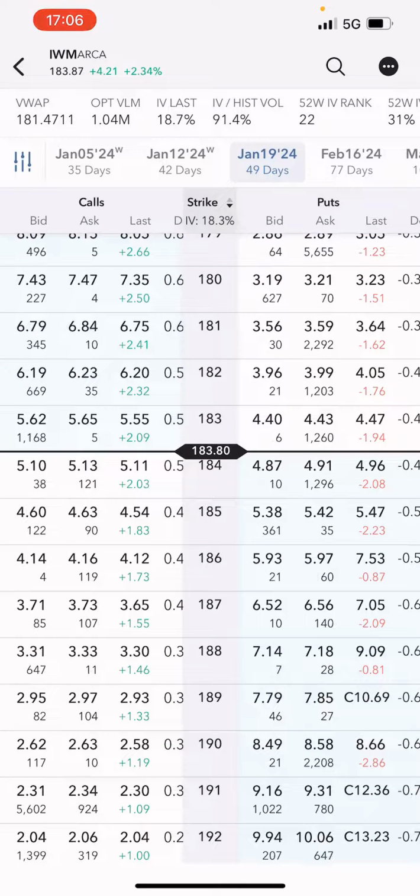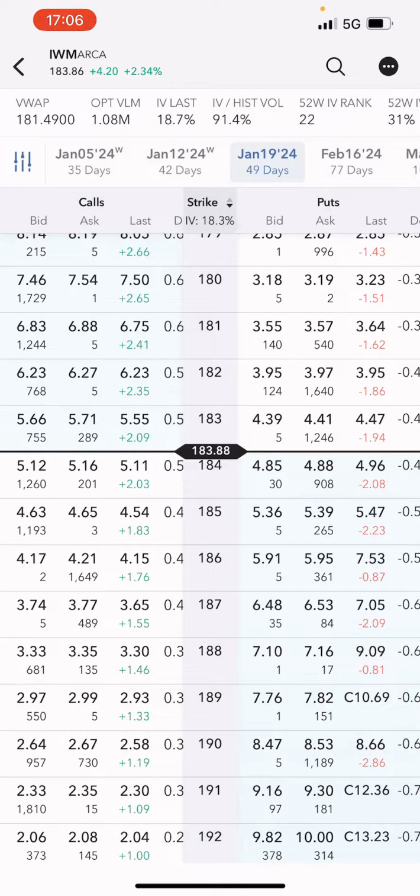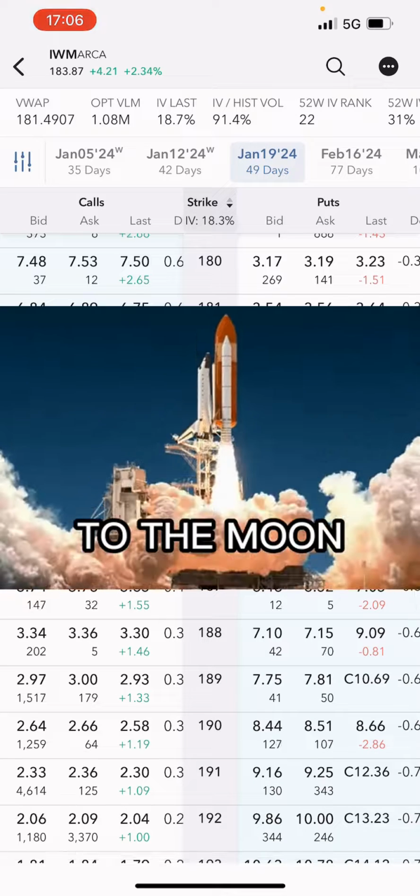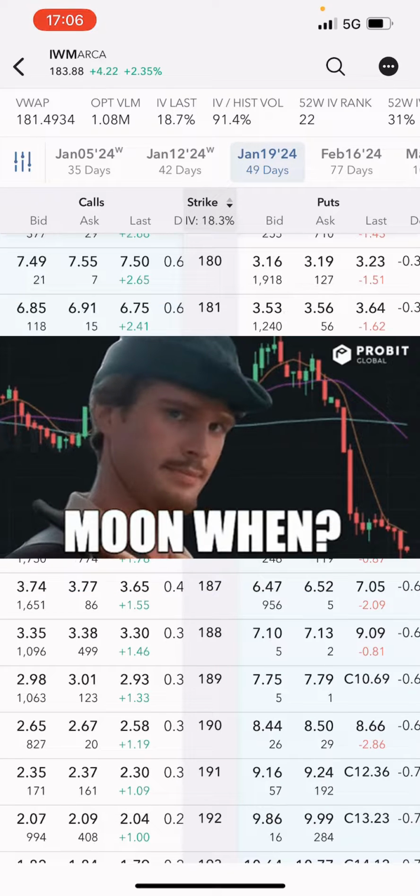A skewed strangle is basically where you have different deltas on either side, where you're skewing it if you're slightly bullish, or you can skew it that you're slightly bearish.